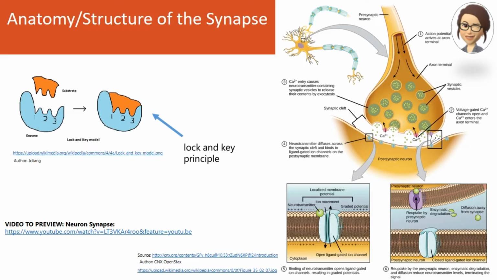Then we have the spines. Spines are the protrusions on the dendrite of a neuron that form synapses with the terminal buttons of the presynaptic axon. Then we have, of course, the postsynaptic spine. It is a protrusion on the dendrite that forms synapses with the terminal buttons of the presynaptic cell.